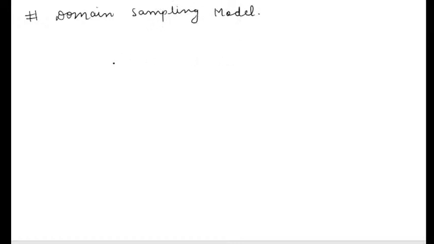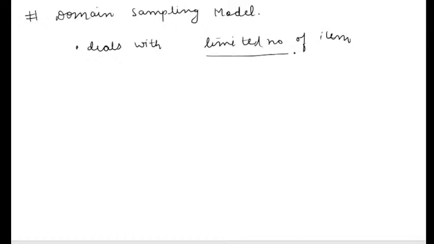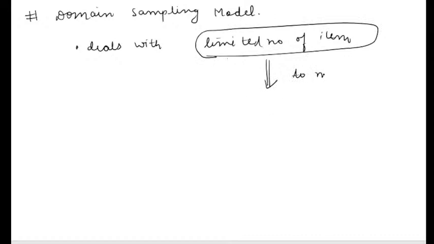So this domain sampling model basically deals with the creation of a limited number of items. We do factor analysis, right? Why do we do it? We do it to create a limited number of items which will actually measure the large construct or the large ability, right? So we need a small number of items to measure a large construct or a large attribute or a human measurement.